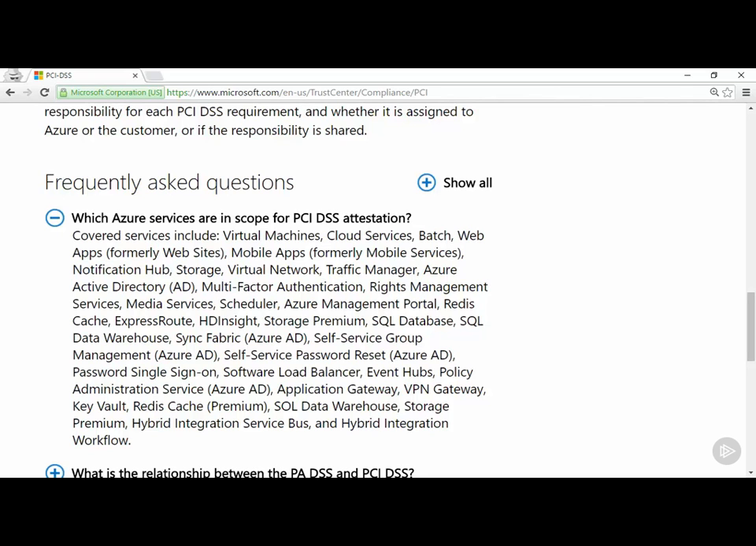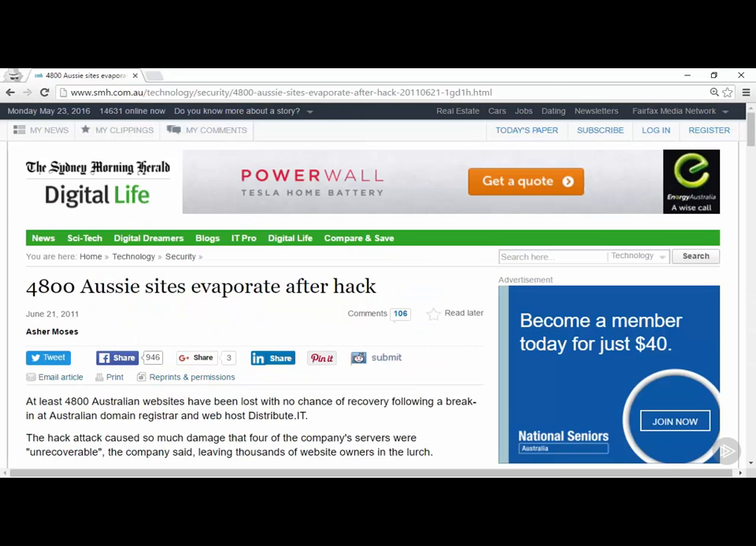Let me show you one more thing before we wrap up this piece on compliance. And it's about what happens when cloud goes wrong. This is a story from down here in Australia in 2011, and it relates to an Aussie hosting provider that was previously known as Distribute IT. They suffered a really serious attack which, as the story says here, effectively left the company's servers unrecoverable. They lost all of their client sites, all of their data, all of their backups. Gone forever.